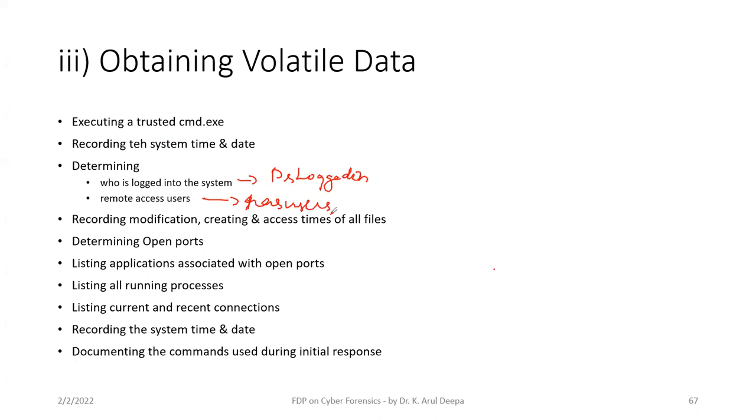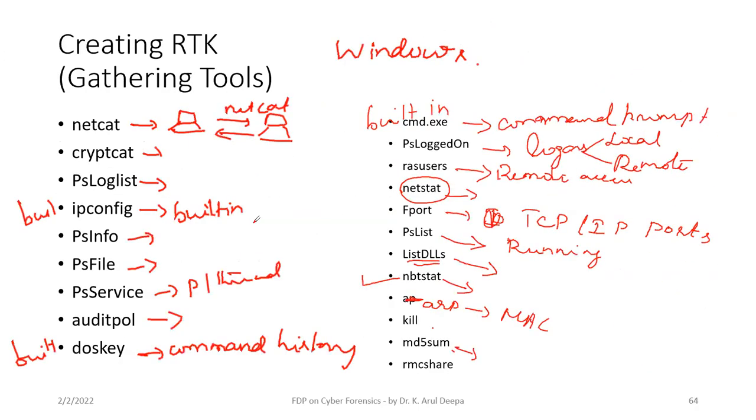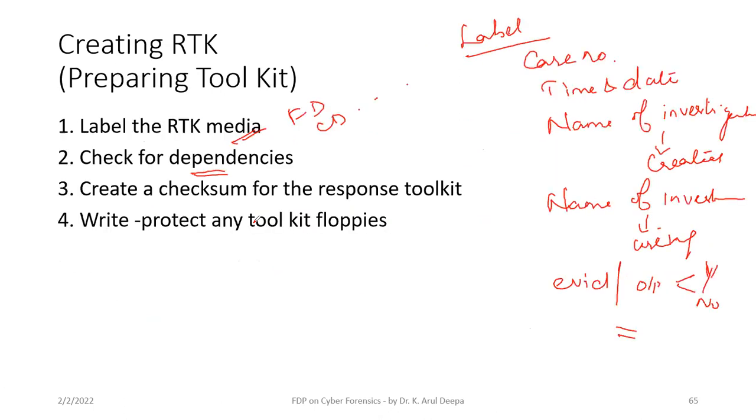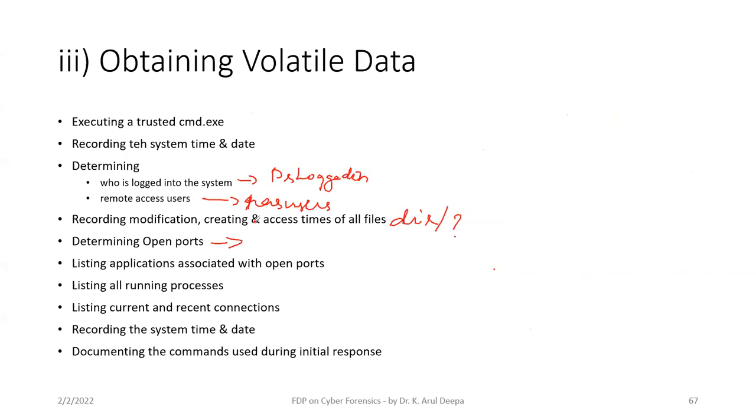And for recording modification, creation and access time of all the files, we know this one, dir slash. If you give this command, it will get that. Then how do you determine all the open ports, the list of ports that are currently open? How do you get that? Can you tell from here? So netstat will help you to identify all the open ports.